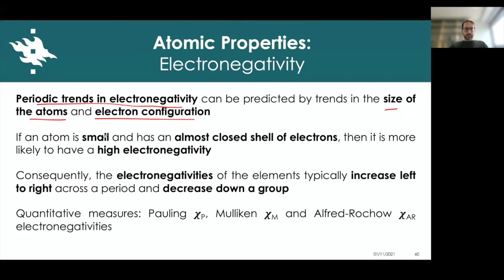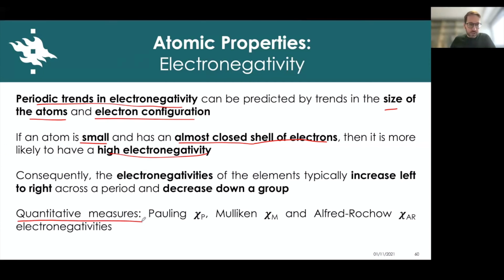So if an atom is small and has an almost closed shell of electrons, then it's more likely to have a high electronegativity. Consequently, electronegativities of the elements increase typically from left to right across a period as sizes decrease, and also decrease down a group, because down a group we have an increase in size. And electronegativity is measured precisely or in quantitative manners by different types of scales.